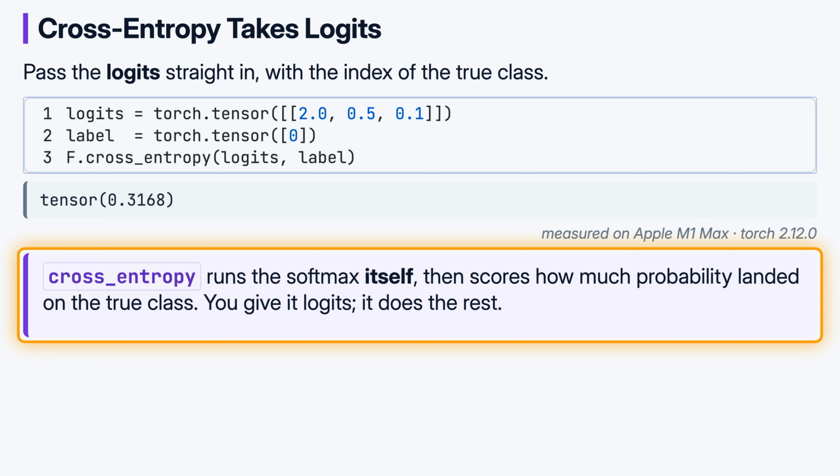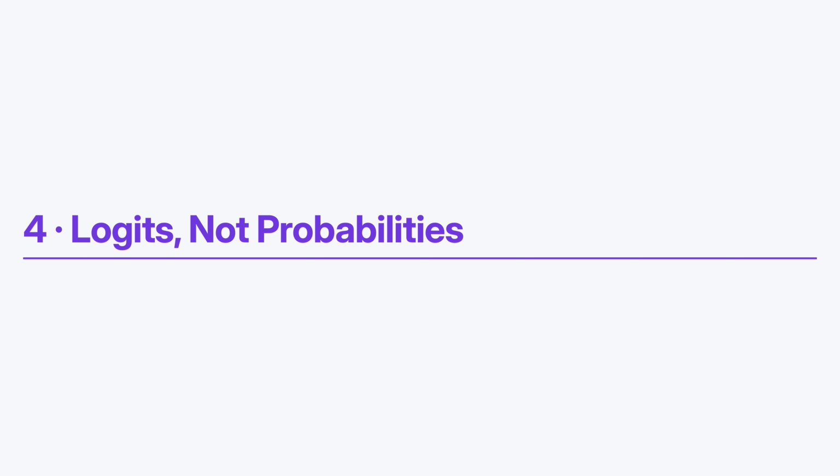Here's the key idea. F.cross_entropy runs the softmax itself, inside, and then scores how much probability landed on the true class. You give it logits, it does the rest. That one fact, that cross-entropy owns the softmax, leads straight to the most common mistake beginners make. Let's try it on purpose.